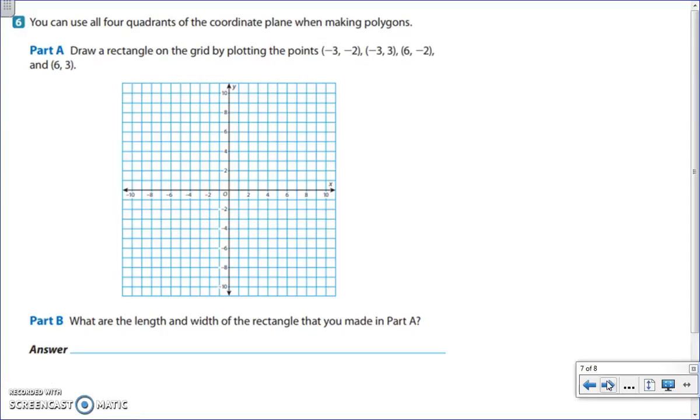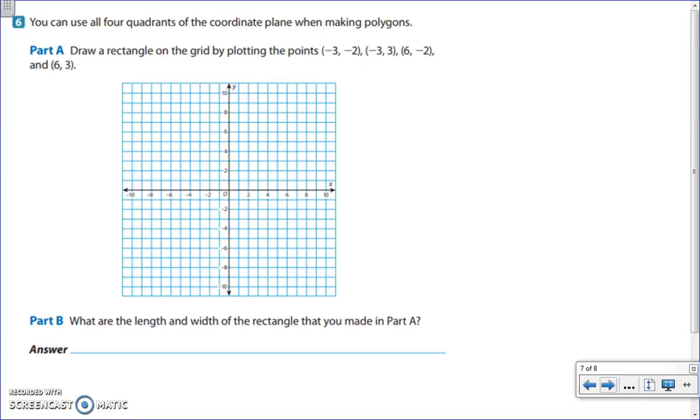So you can use all 4 quadrants in the coordinate plane when making polygons. Just a quick review, you might see this on your unit test. This is quadrant 1, 2, 3, and 4. So just take note, it goes counterclockwise, not maybe what you had thought before. So those are the quadrants, and it says to draw a rectangle on the grid by plotting these points.